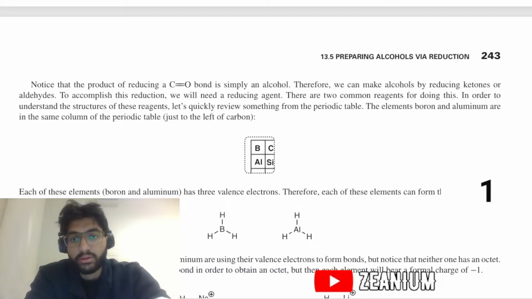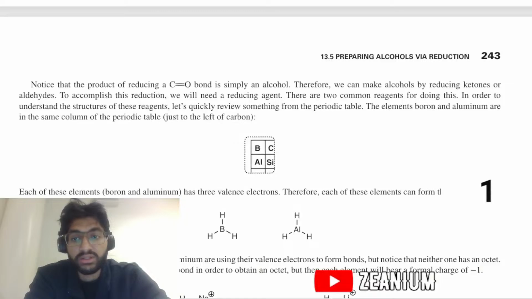Notice that the product of reducing a C double bond O bond is simply an alcohol. Therefore, we can make alcohols by reducing ketones or aldehydes. To accomplish this reduction, we will need a reducing agent. There are two common reagents for doing this.